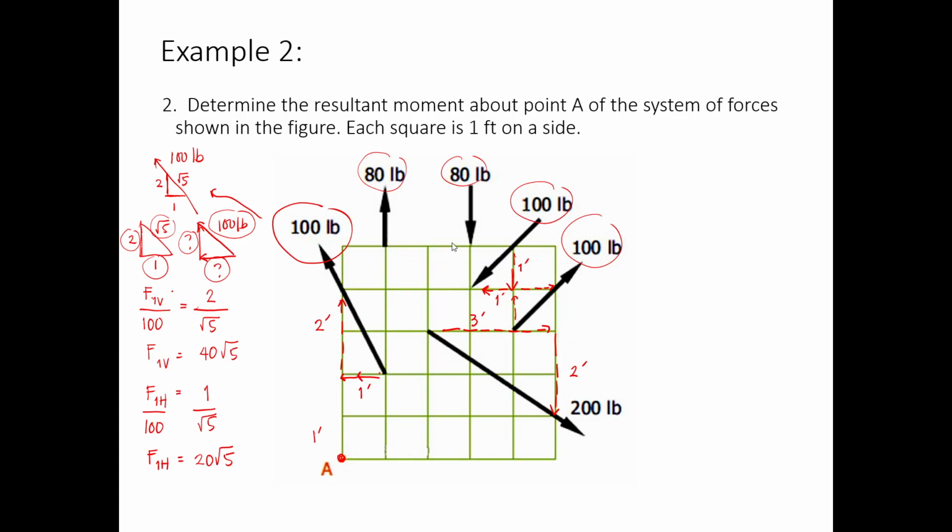Okay, so if you're going to write it in the figure, the value of the vertical force is 40 square root of 5 pounds going up. Then going to the left is 20 square root of 5. It's going upward and to the left because the diagonal is going up left, right?